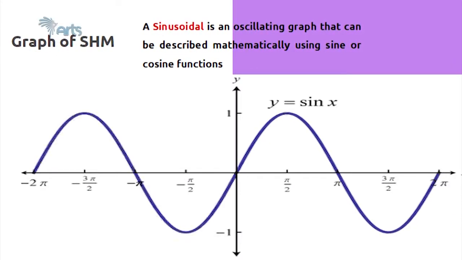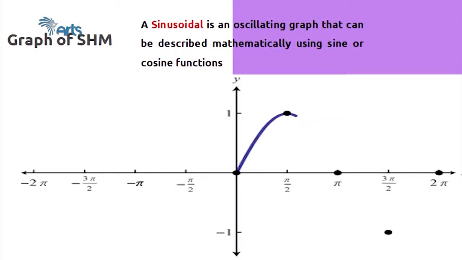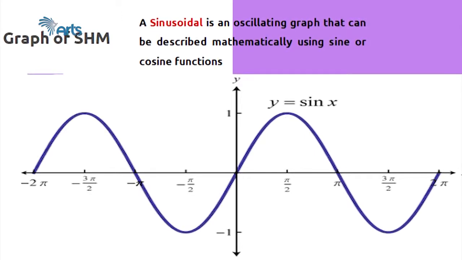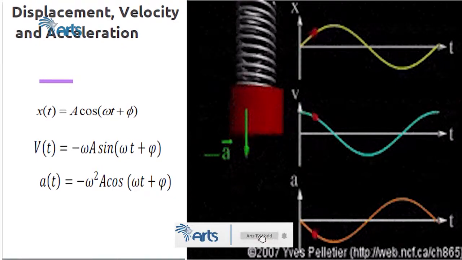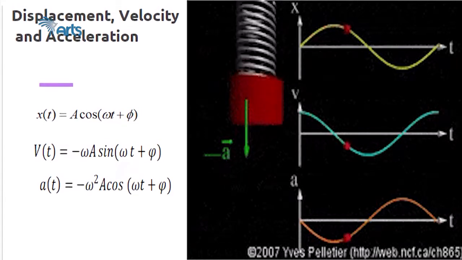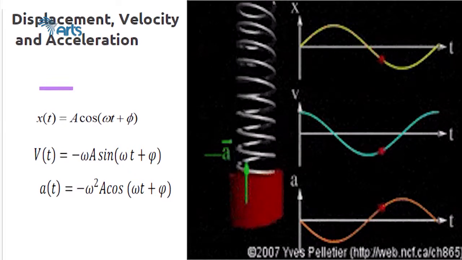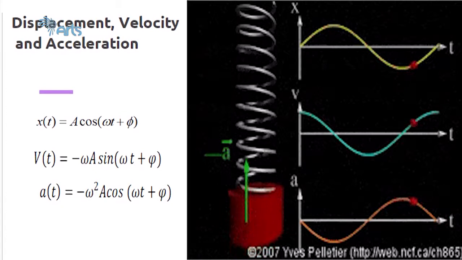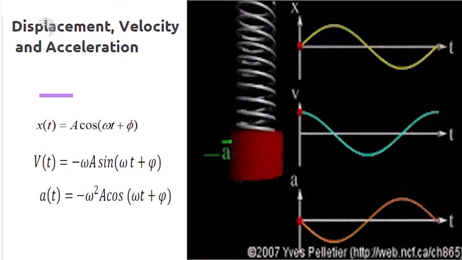A sinusoidal is an oscillating graph that can be described mathematically using a sine or cosine function, and the expression for the displacement x as a function of time can be determined with the help of this graph. The general expression for the displacement of an object executing simple harmonic motion as a function of time can be stated as x of t is equal to A, the amplitude, times cosine of omega t plus phi, where phi is called the phase angle and it represents the angular displacement at the initial condition, that is at t is equal to 0.